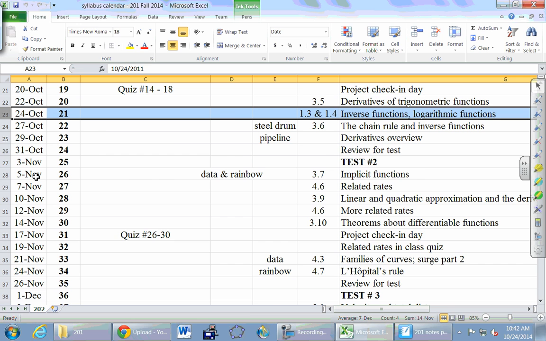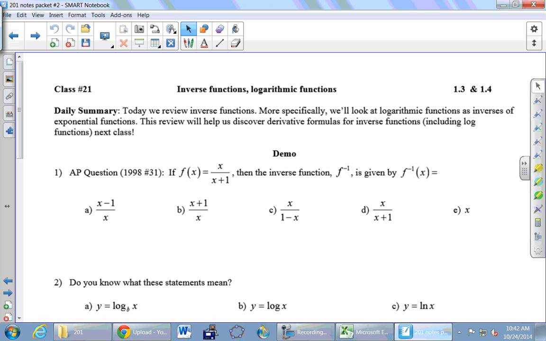All right, so let's jump in on page 37. We'll start up here at the top with Cameron. Okay, so let's take a look at number 1, which is an old AP question. AP is the advanced placement exam that some people take. There's a calculus version, and this is from an old question.